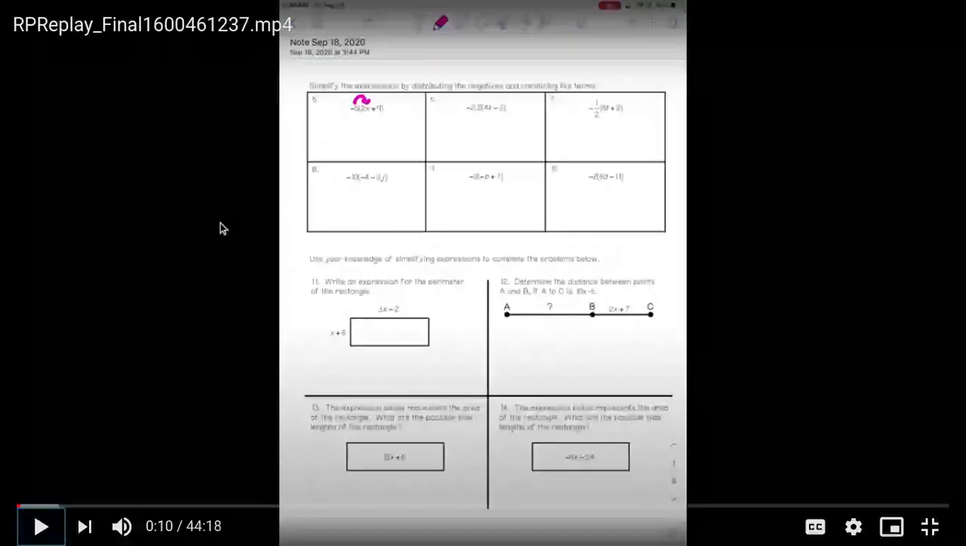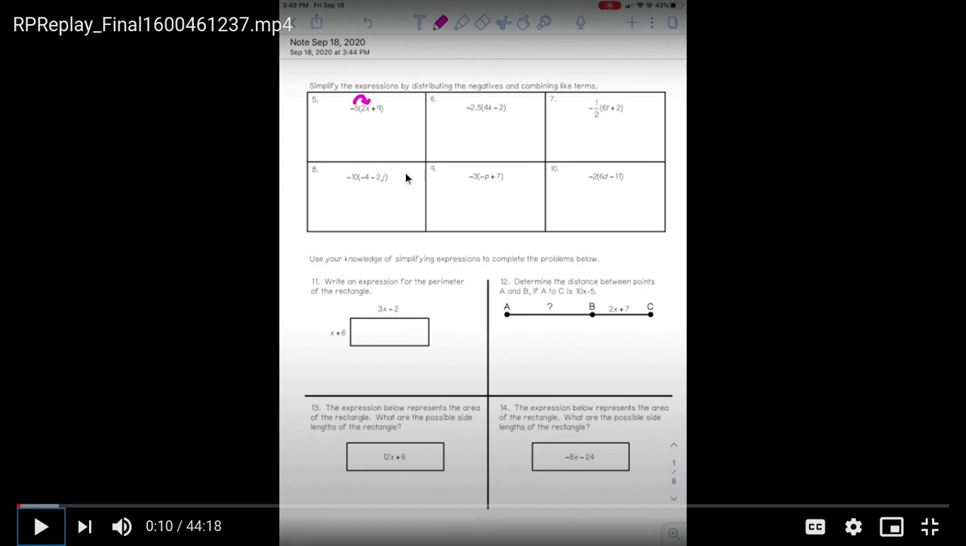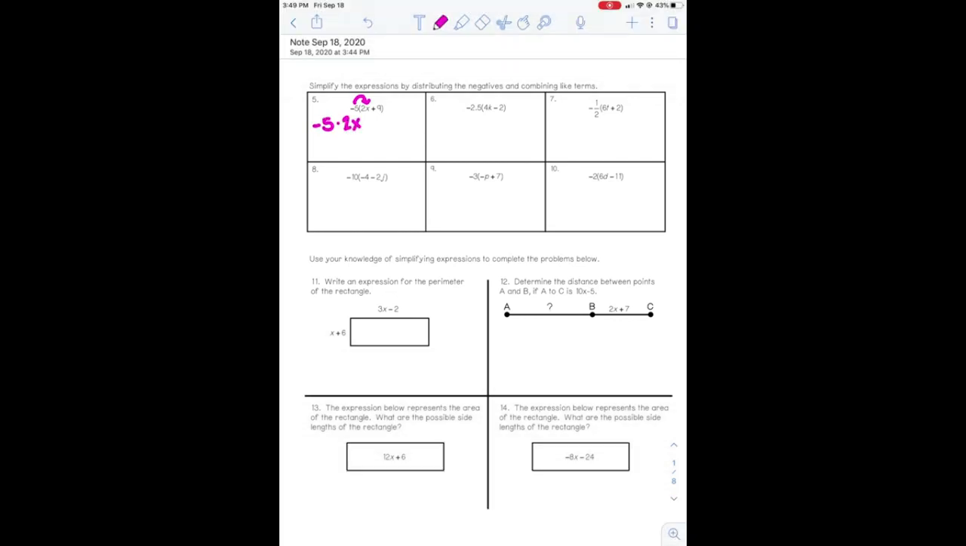Okay, so the first thing we're going to do is practice distributing like we learned last week. So on this first one, you can see that I take -5 times the 2x I have in parentheses. And then I'm also going to take that -5 times the +9 that I have. And that's going to give me -10x and -45. So my final expression is going to be -10x minus 45.